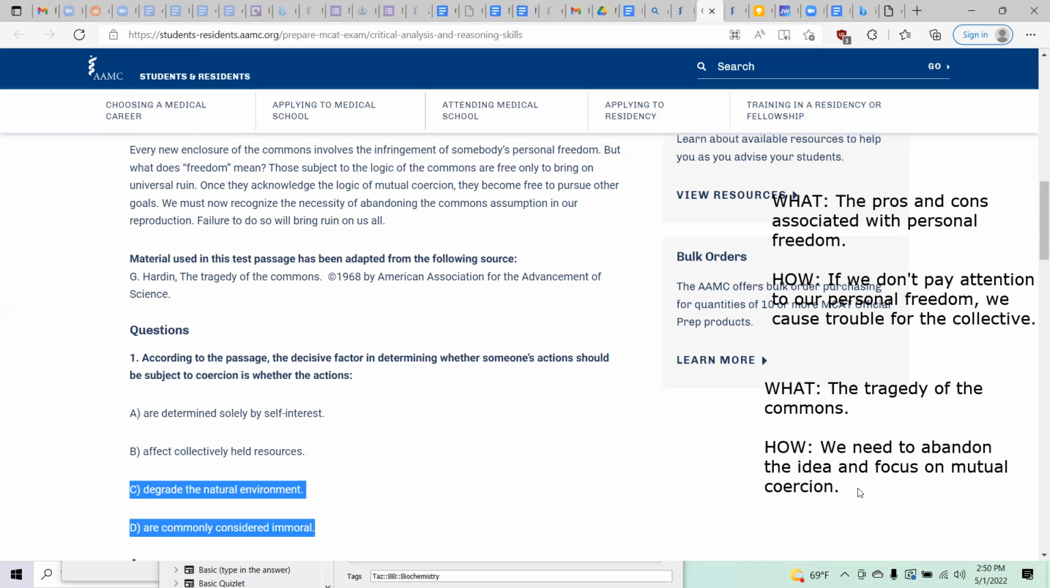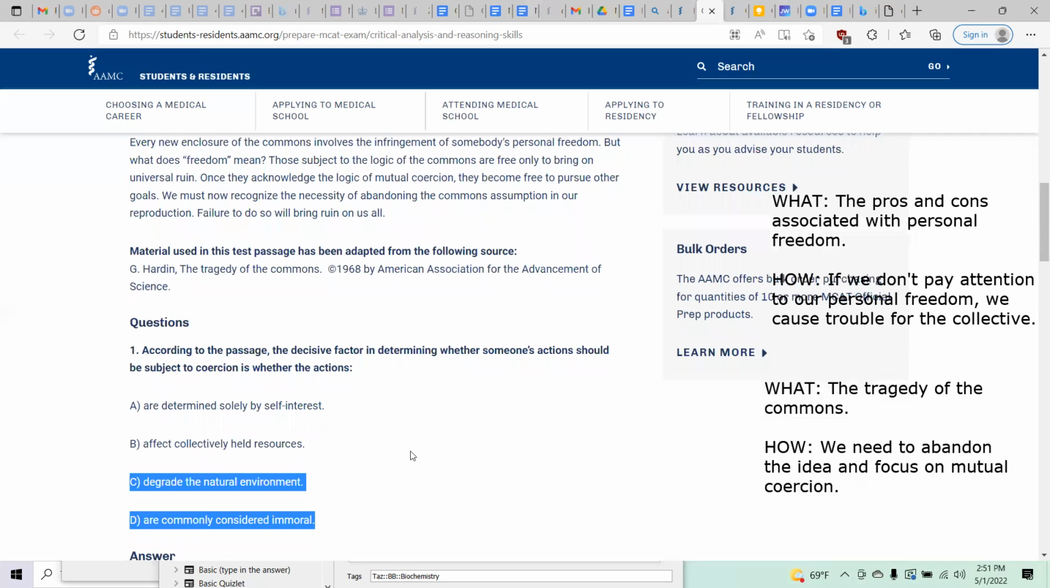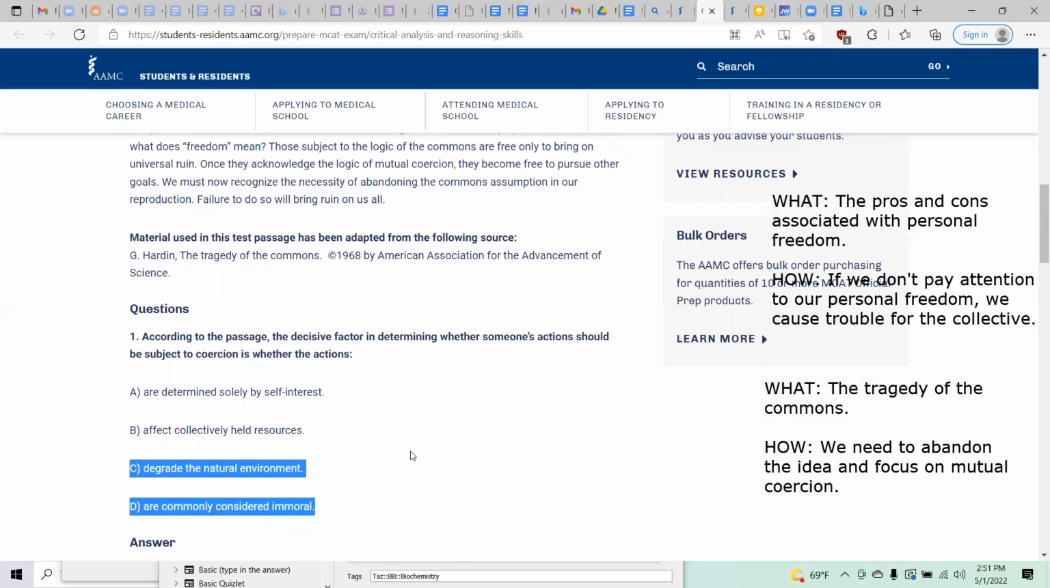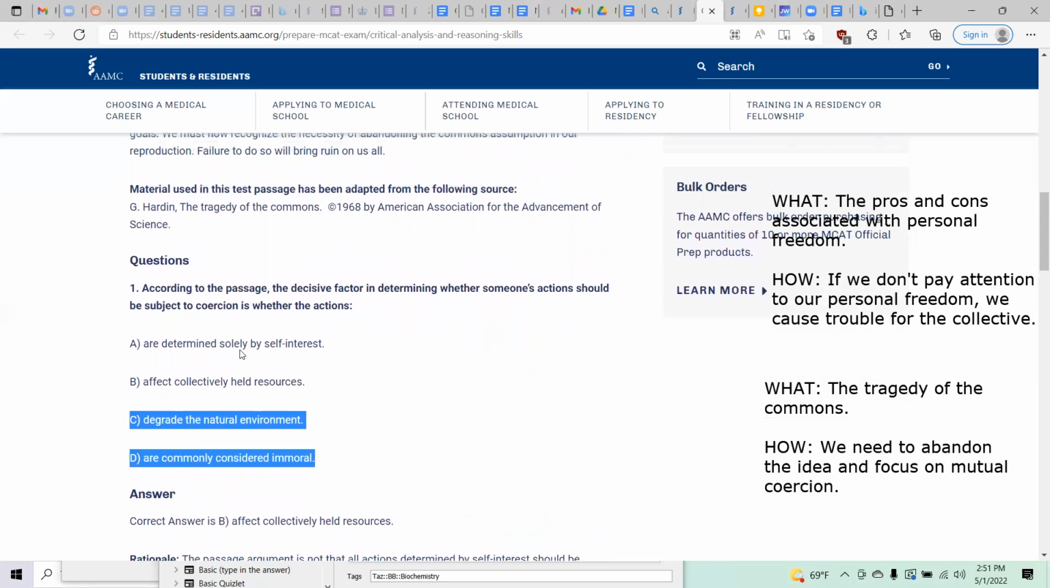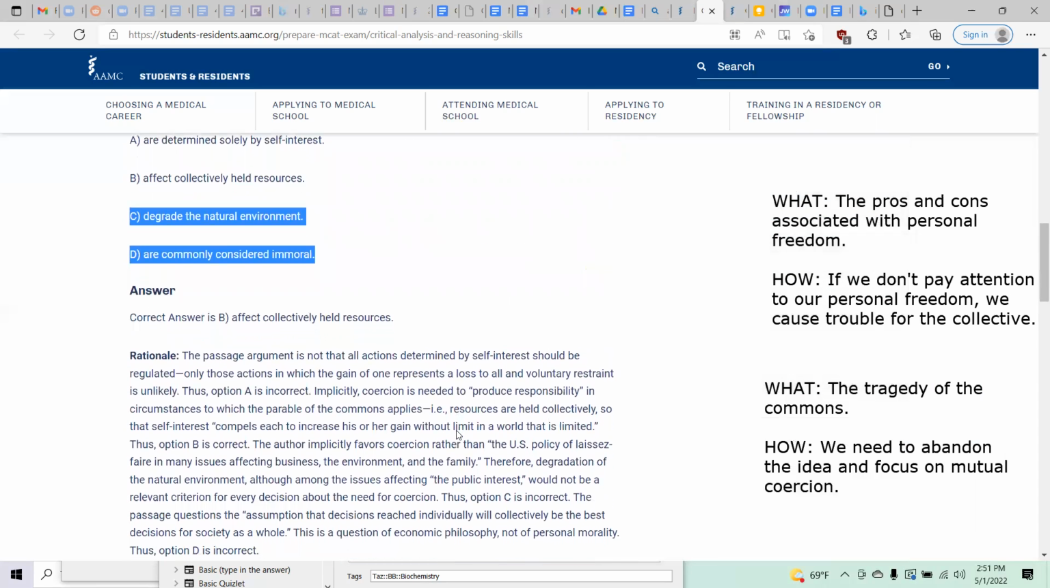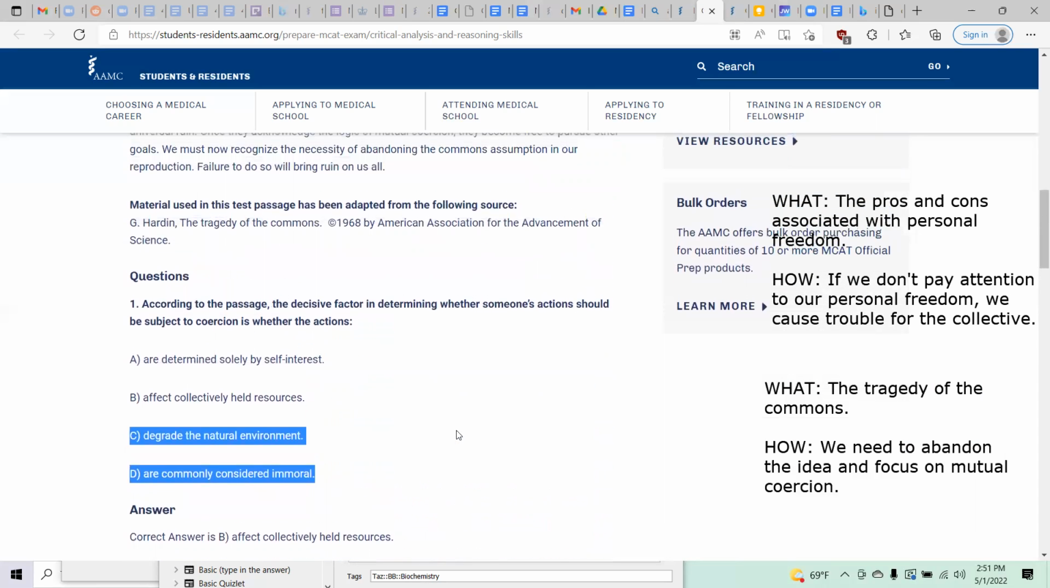When thinking in relation to the entire passage, what is the main focus of the passage? Definitely B, because he keeps mentioning universal ruin. Excellent, right? Because he's talking about the tragedy of the commons. So good. Go ahead, give your explanation for why that's B.